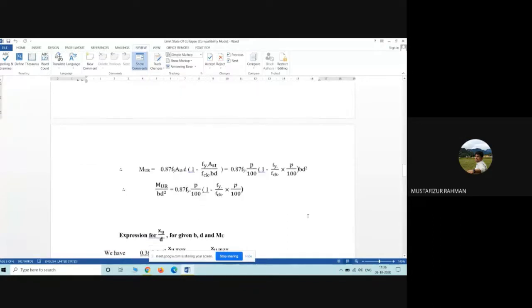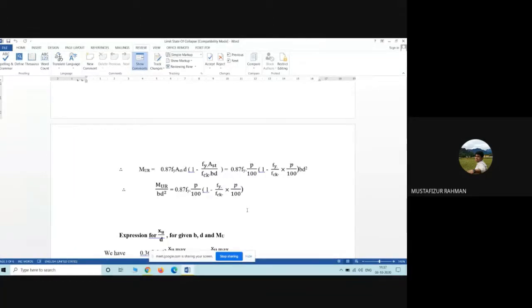Then finally, again, we are getting a non-dimensional factor: MUR by BD square is equal to this. Now the use of this non-dimensional factor: you will get in your textbook, if you have already purchased it, some table or some curve.